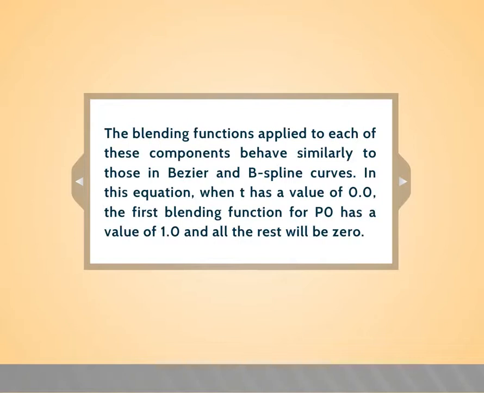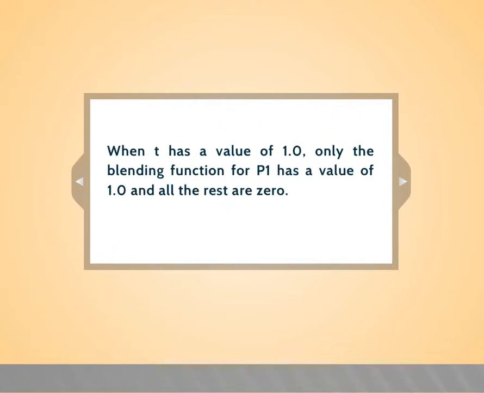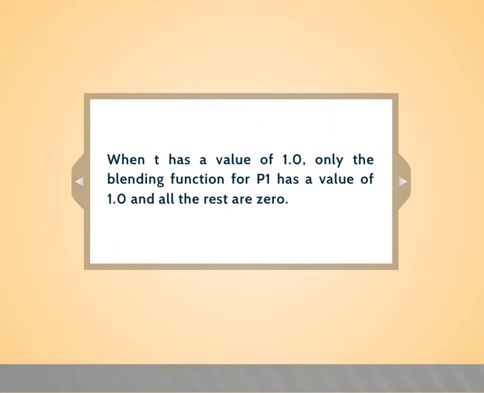In this equation, when t has a value of 0.0, the first blending function for P0 has a value of 1.0 and all the rest will be 0. When t has a value of 1.0, only the blending function for P1 has a value of 1.0 and all the rest are 0.